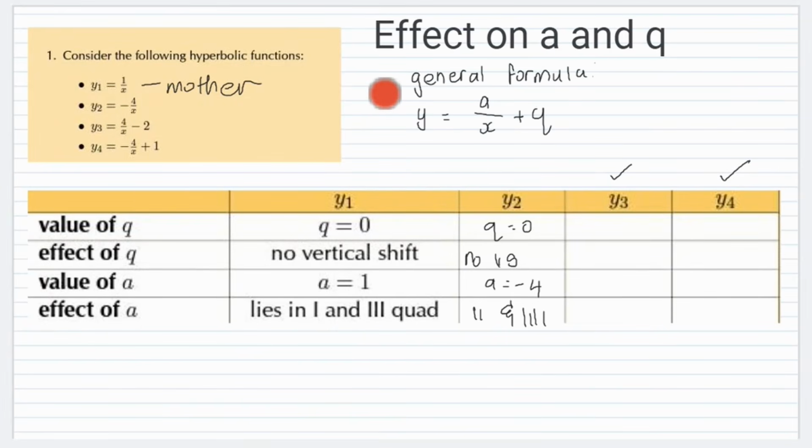So it's -2, right? And what is the effect of q when it's -2? What happens? There's a vertical shift. Where does it go? 2 units down. Downwards, right? So let's just write downwards because my table is small. So what is the value of A? It means that the function lies in quadrants 2 and 4.